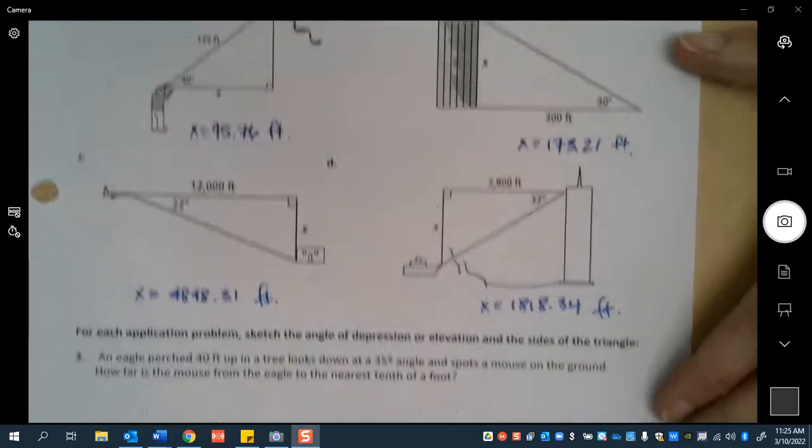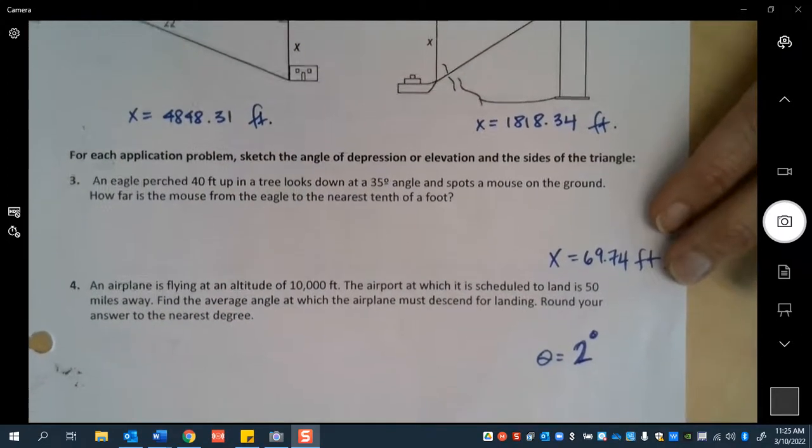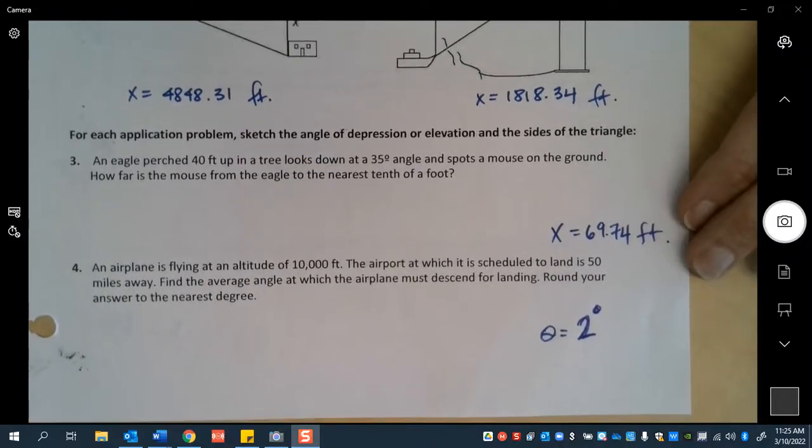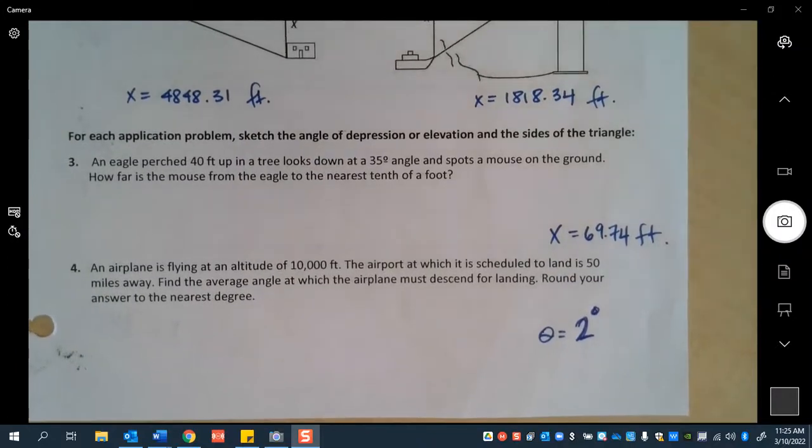All right. Looking at 3 and 4, that eagle is looking down at that mouse, and then the airplane is flying in at a 2-degree landing. Again, if these pictures are not making sense to you, or if these answers are not making sense to you and you need to see the pictures, that's definitely time for us to sit and draw them together. All right, next up.